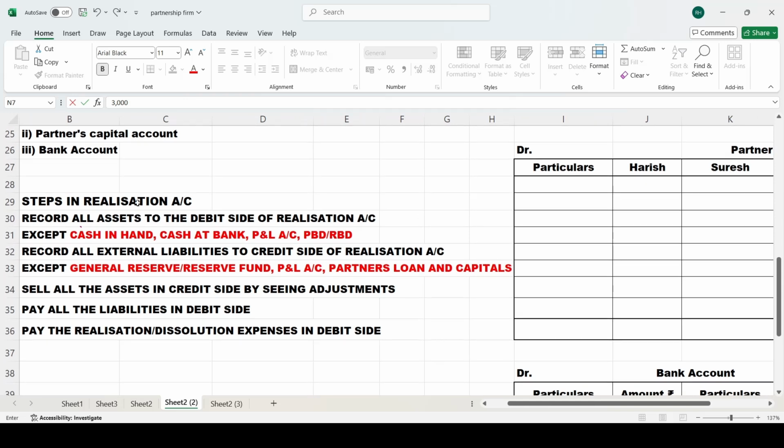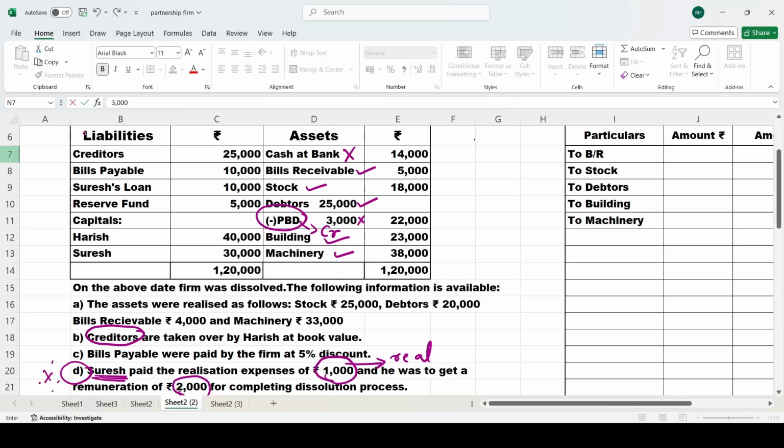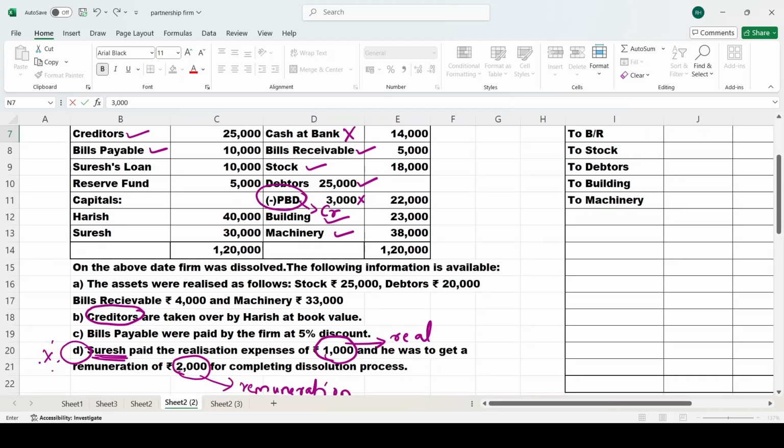What is the second step? Record all the external liabilities to the credit side of your realization account except general reserve, reserve fund, P&L, partner's loan and capital. Okay, we'll see what all things are to be recorded. Yes, creditors to be recorded, bills payable. Suresh is a partner. Partner's loan should not be recorded. Reserve fund should not be recorded. Capitals should not be recorded. Only you have to record creditors and bills payable. Now we will move on to creditors and bills payable.